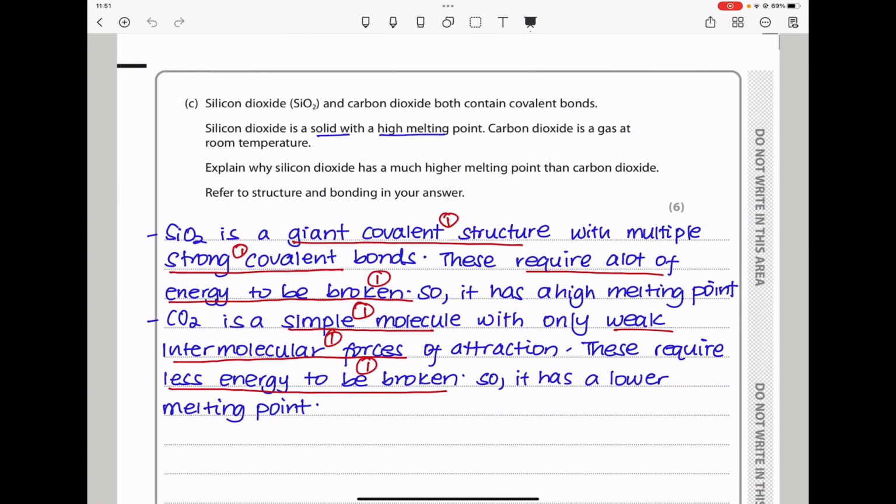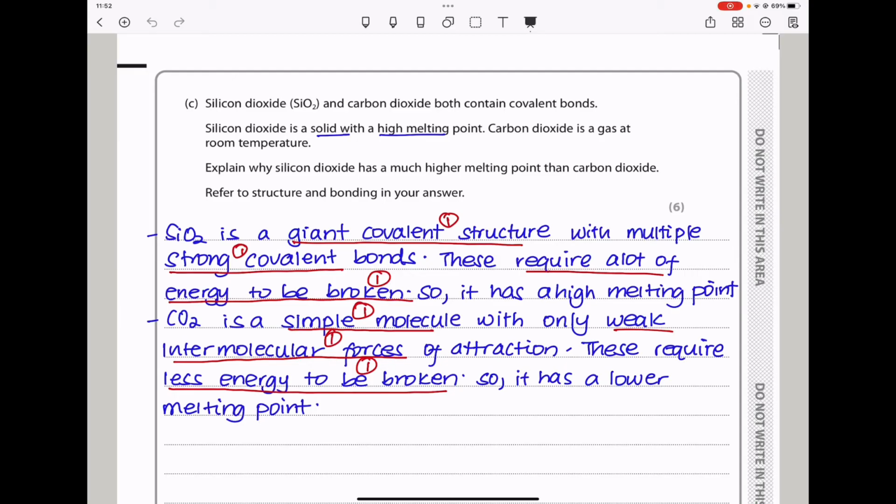Moving on. In part C, silicon dioxide and carbon dioxide both contain covalent bonds. Silicon dioxide is a solid with a high melting point, and carbon dioxide is a gas at room temperature. Explain why silicon dioxide has a much higher melting point than carbon dioxide. They want you to refer to the structure and bonding in your answer. Silicon dioxide is a giant covalent structure, but carbon dioxide is just a simple molecule. So giant covalent structures require a lot of energy to break the covalent bonds, which are stronger than the weak intermolecular forces of attraction that are found between carbon dioxide molecules.